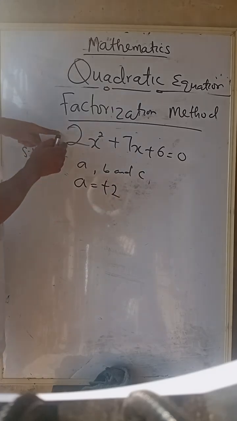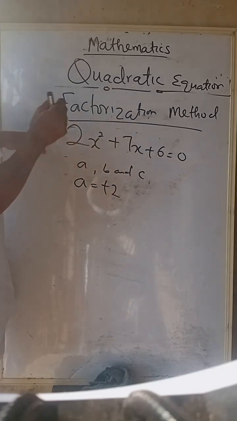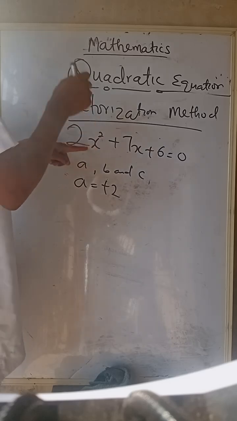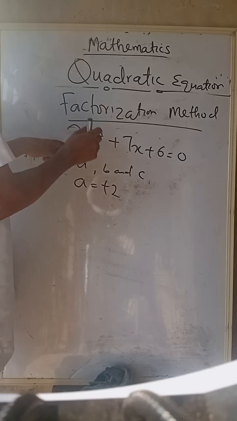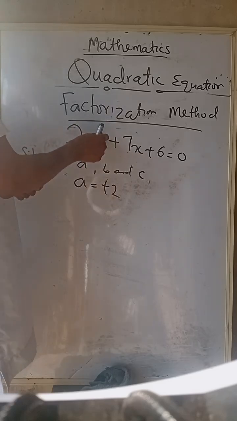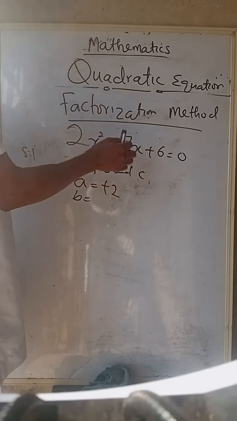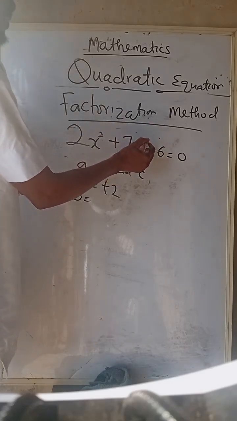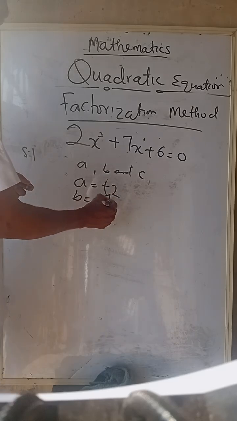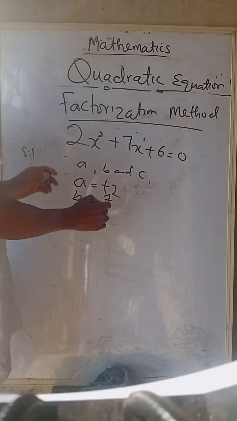This is the number beside the variable with the power of what? 2. This is the number, or we call it a coefficient, that is beside the variable having the highest power of what? 2. Since we understand that a quadratic will always have the highest power of 2. Now your b is the coefficient, or the number including the sign, beside the x that is having only 1 as the power, which is 7. And your c is a constant value. It will not have x at all, which is what? 6.